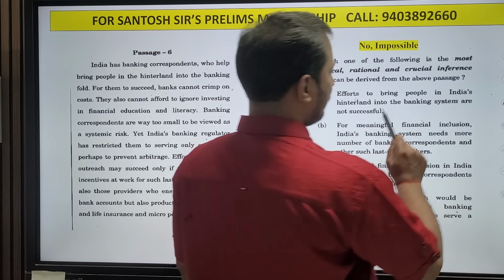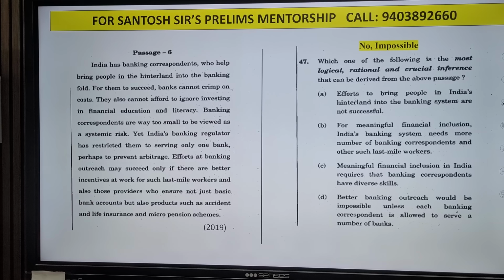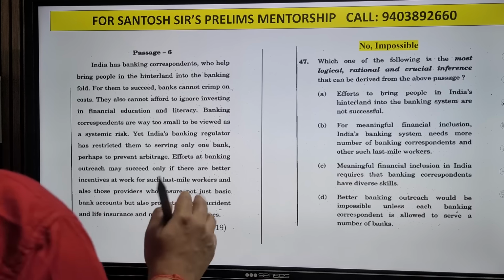Guys, here I would like to share something more interesting. When you read the four options, do you see statements B and C are similarly worded? Statements B and C are of similar wording, similar spirit. So the answer will be among B and C.